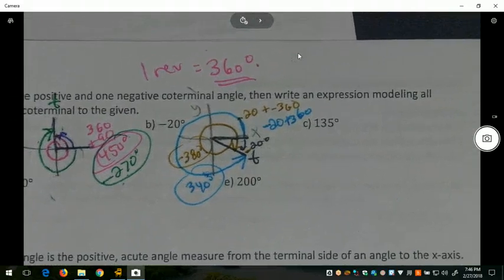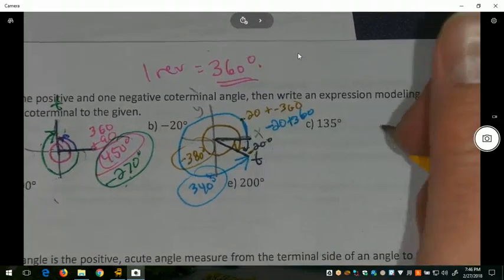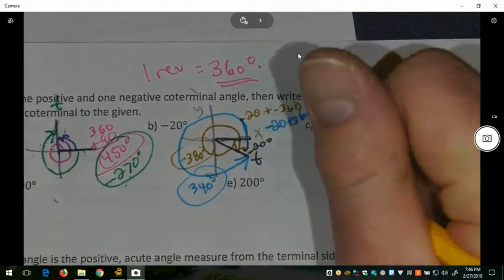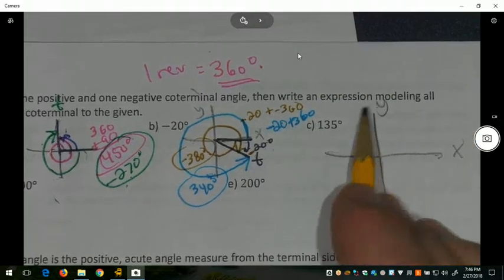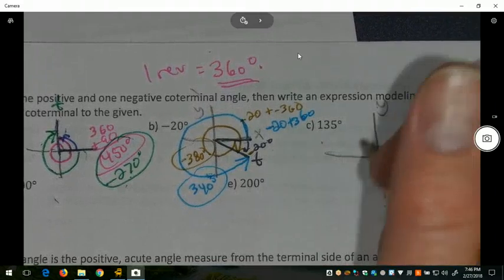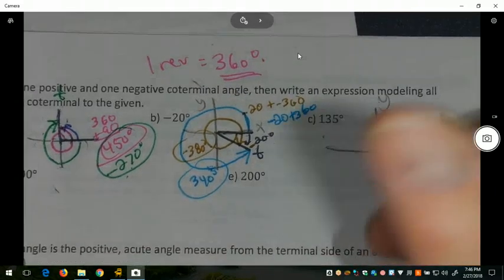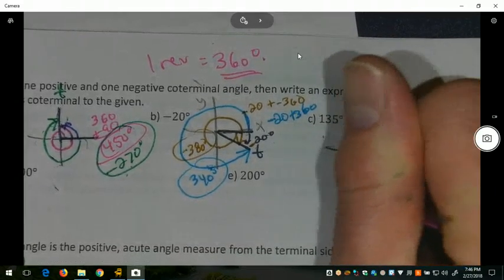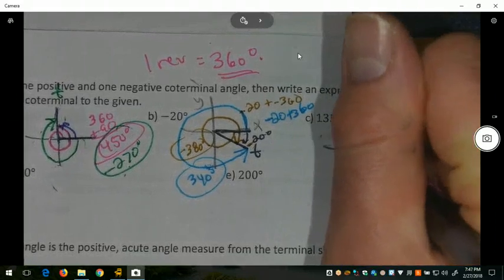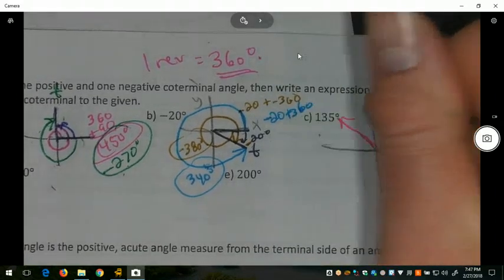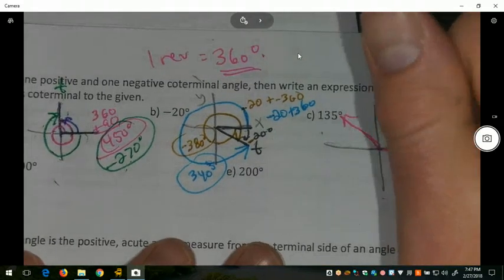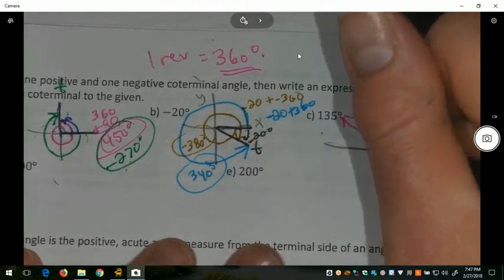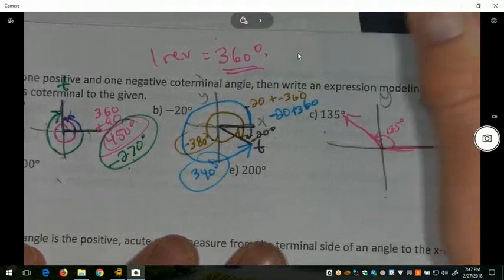Let's take a look at letter C. One more example before I ask you to try letters D and E. For letter C, here is X, here is Y. We know that in a positive direction, that's 0, 90, 180, 270, 360. So 135 has an initial ray on the positive x-axis, and then somewhere here in quadrant 2. It's not exact, but it's a rough estimate. It's probably going to split that in half. So we've got 135. There's my 135 degree angle.